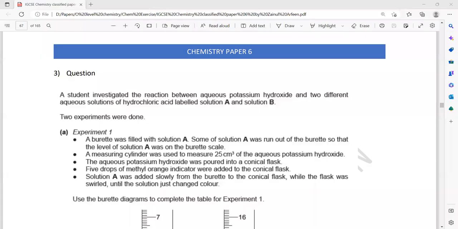So, classified paper 6, and we have the topic that is acid, base, and salt.